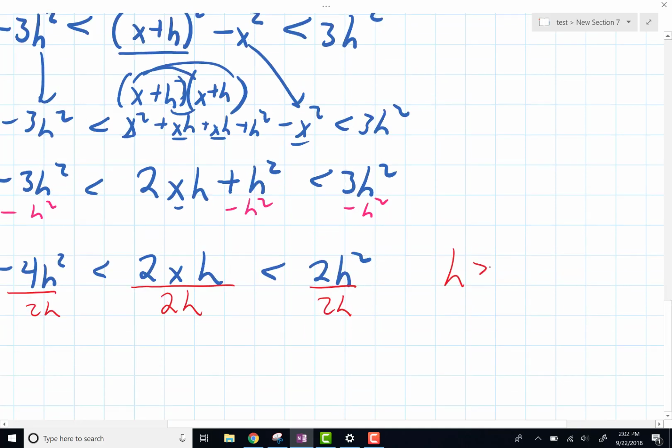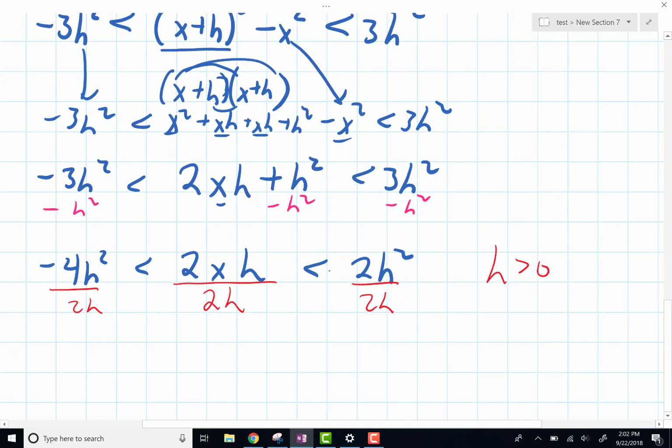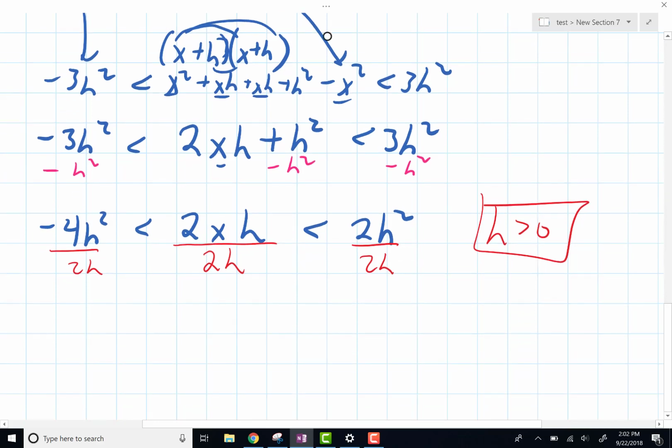Now this is why, at this point here, it was so important that they told us that h is greater than 0. Because with inequalities, you basically treat them like equations, but if you ever divide by a negative, these inequality signs would have to flip. But since they're ensuring us that the h is greater than 0, we don't have to flip the inequality signs. So we can keep going.